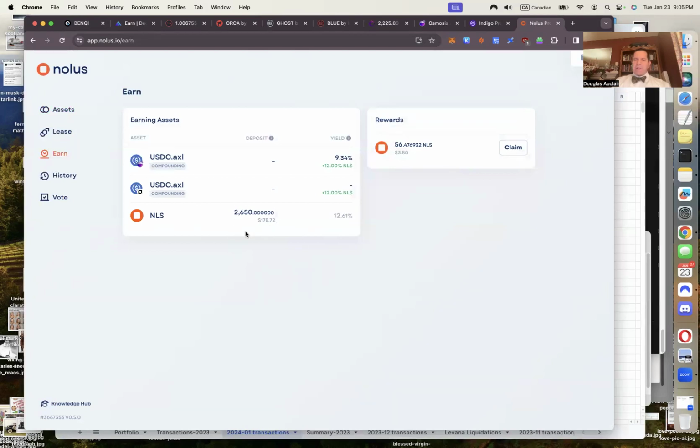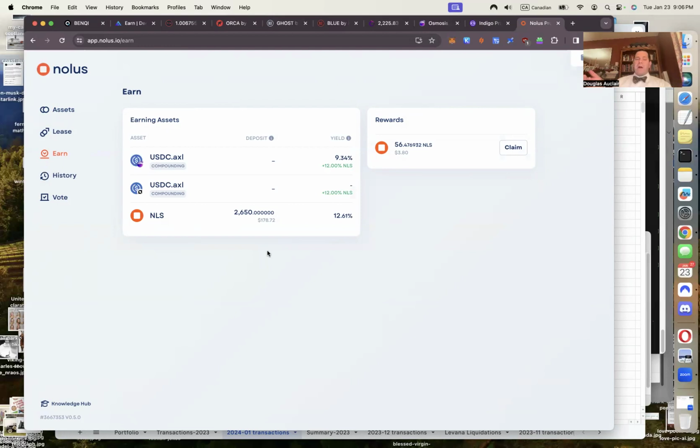I got these 2,600 Nolus tokens when they were trading at around 1 or 2 cents. So not only am I getting 12% interest, but also the value of the Nolus token has grown by a factor of about 3 in the last 6 to 12 months, which is a really good sign for the protocol. If a protocol token is going up as opposed to going down over time, that's a good sign for the health of the protocol.